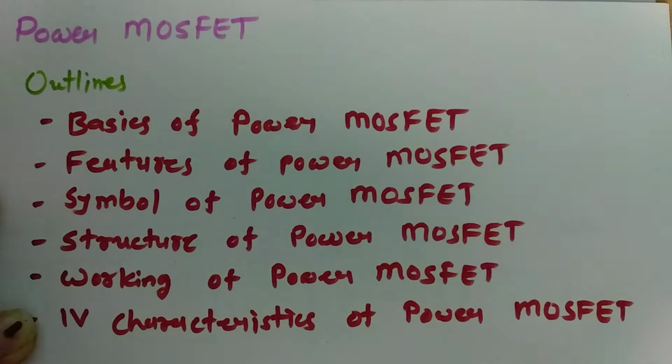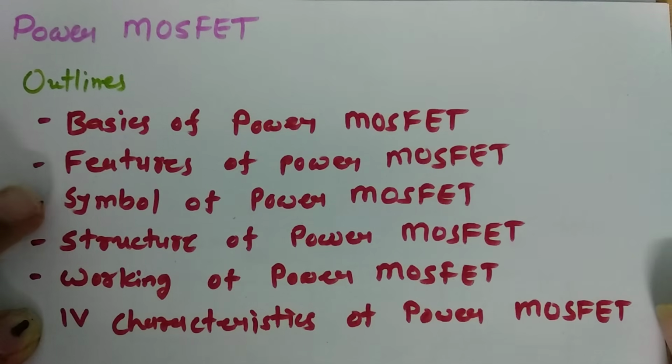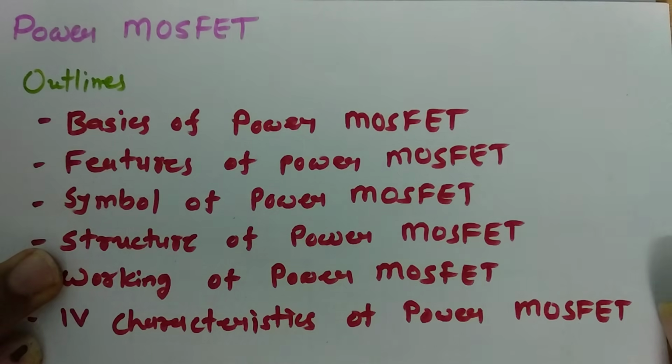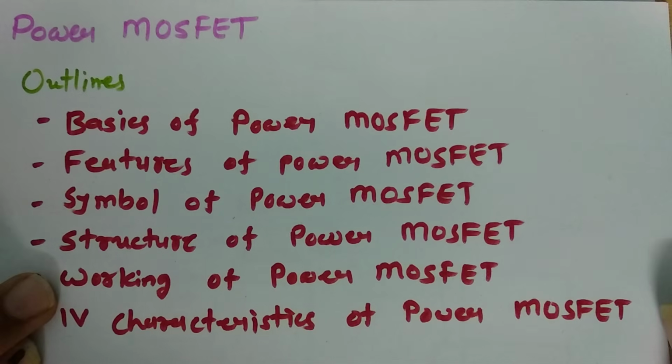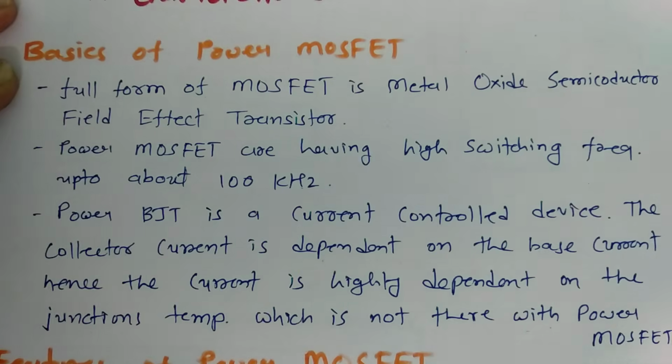To understand power MOSFET, these are my session outlines. I will explain the basics of power MOSFET and the features of power MOSFET. We'll see there are basically two types of power MOSFET, N type and P type, so we'll see that with symbol. Then we'll see the structure of power MOSFET, and then I'll explain how it works, and then we'll observe the VI characteristic of MOSFET. So let us begin with the first point, that is basics of power MOSFET.